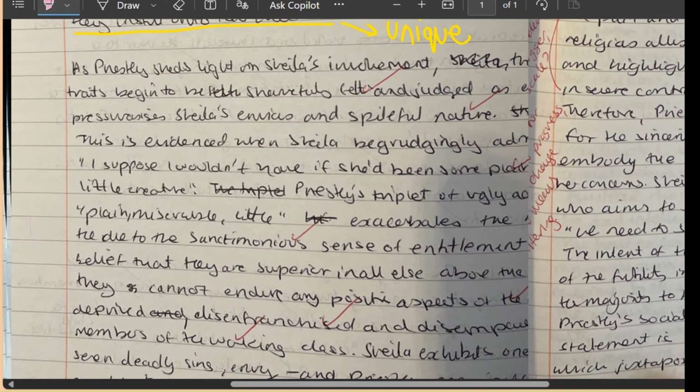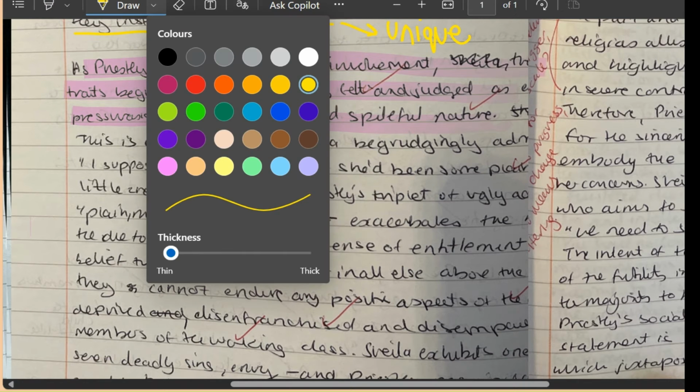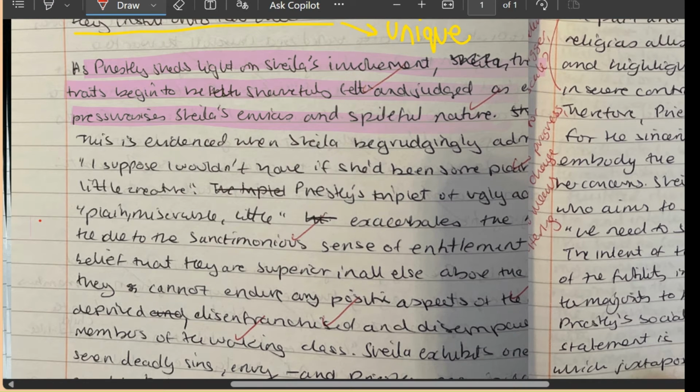As Priestley sheds light on Sheila's involvement, the traits begin to be shamefully felt and judged as he pressurizes Sheila's envious and spiteful nature. So notice that Sheila is very envious and Priestley presents her as very jealous. You can see here that it's flowing, there's a lot of fluidity to it. So as Priestley sheds light on Sheila's involvement, the traits begin to evolve.